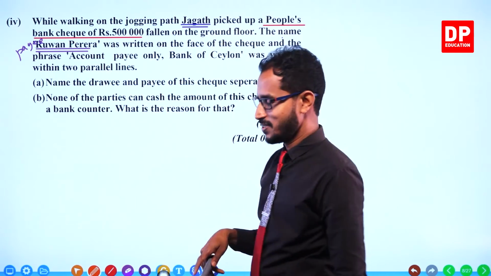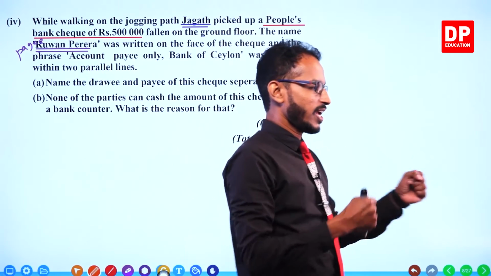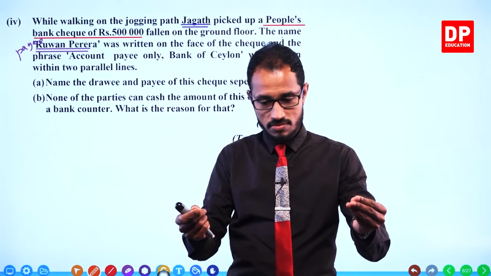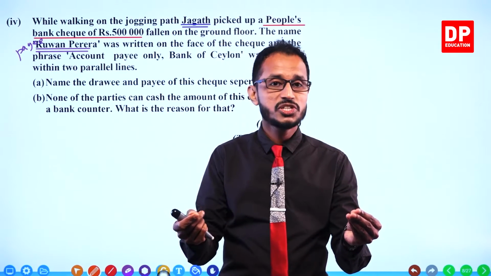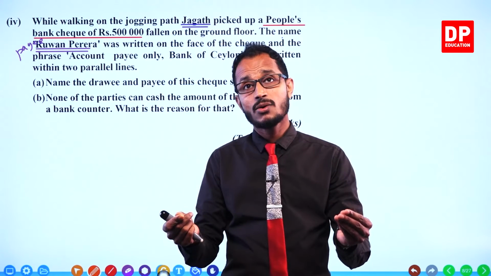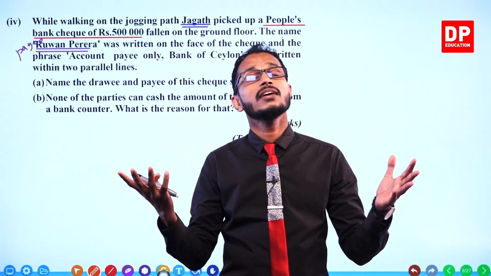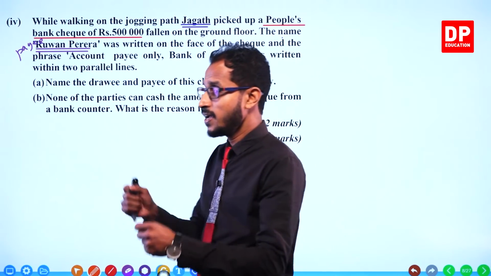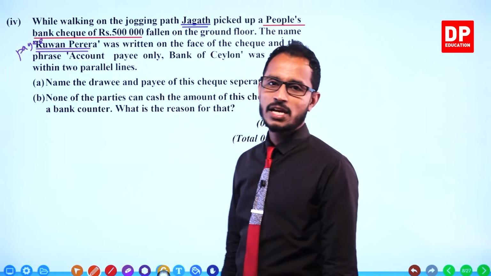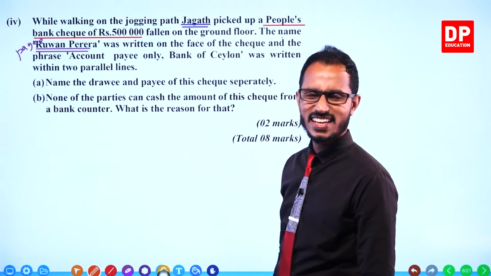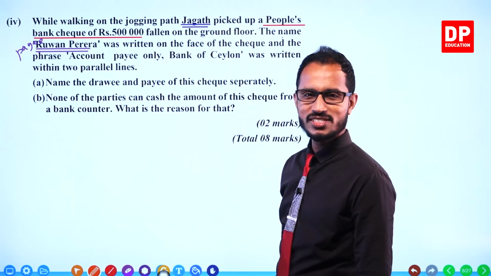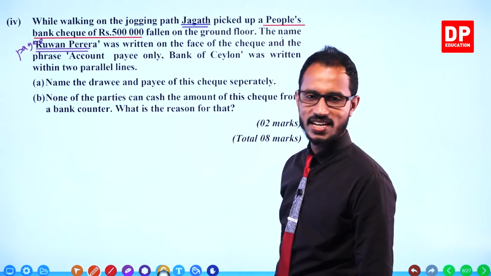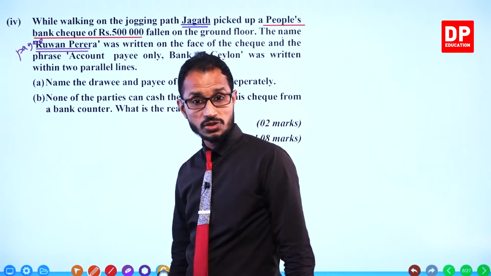Jagat was jogging and picked up the check that had fallen on the ground. Oh, it's a check of 500,000. Wow, thank God, you gave me 500,000. Let's go to the bank and encash it. Maybe Jagat was thinking like that. But no, he can't get the money, because the check is crossed.